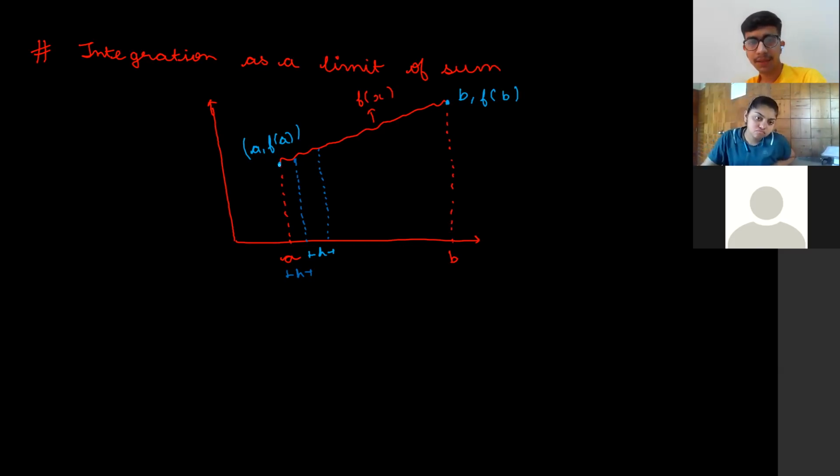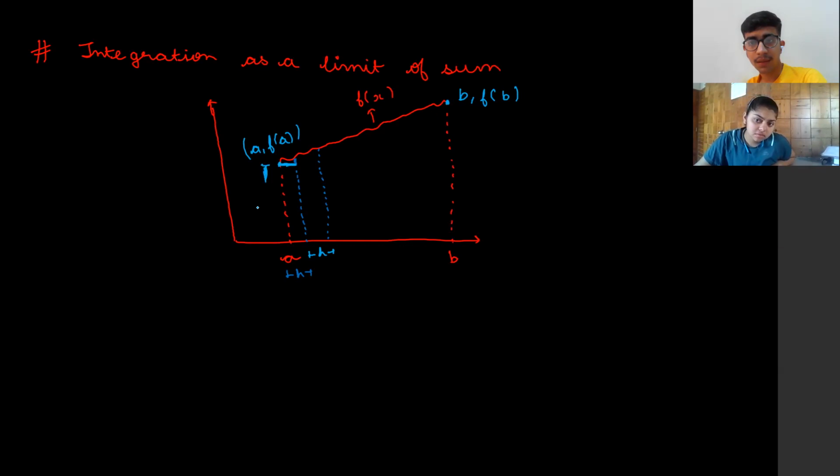इस रेक्टेंगल का एरिया क्या होगा? What is the height? Height is f of a. f of a, y coordinate होगा ना height. So f of a is the height and the width is h. So first rectangle का एरिया हो जाएगा f of a into h, right?